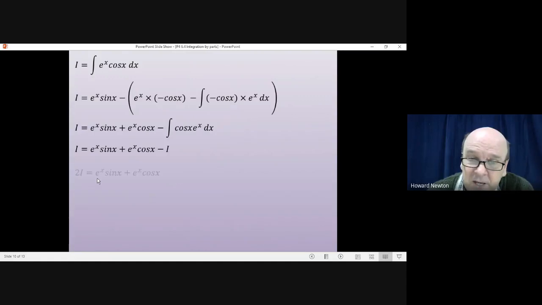Moving I to the other side gives us 2 times I is equal to e to the x sine x plus e to the x cos x. And now I can write down what I equals. It'll equal a half of this. So e to the x over 2 and sine x plus cos x in brackets, if I factorize it, plus an arbitrary constant c.